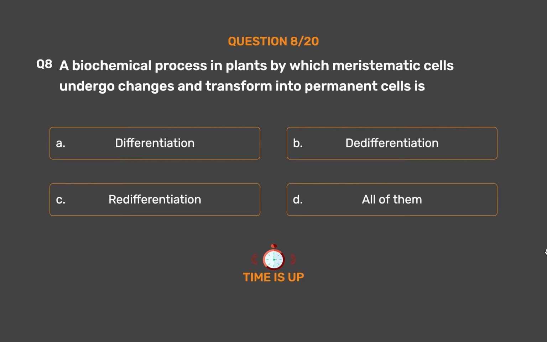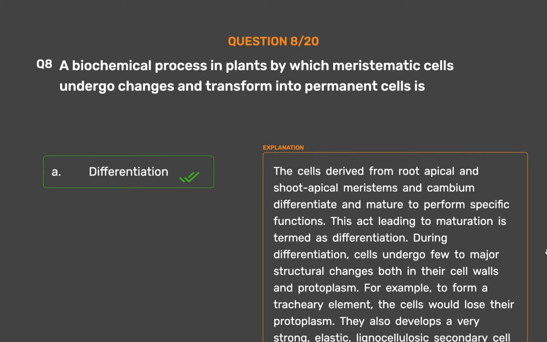The correct answer is Option A. Differentiation. The cells derived from root apical and shoot apical meristems and cambium differentiate and mature to perform specific functions. This act leading to maturation is termed as differentiation. During differentiation, cells undergo few to major structural changes both in their cell walls and protoplasm. For example, to form a tracheary element, the cells would lose their protoplasm. They also develop a very strong, elastic, lignocellulosic secondary cell walls to carry water to long distances even under extreme tension.